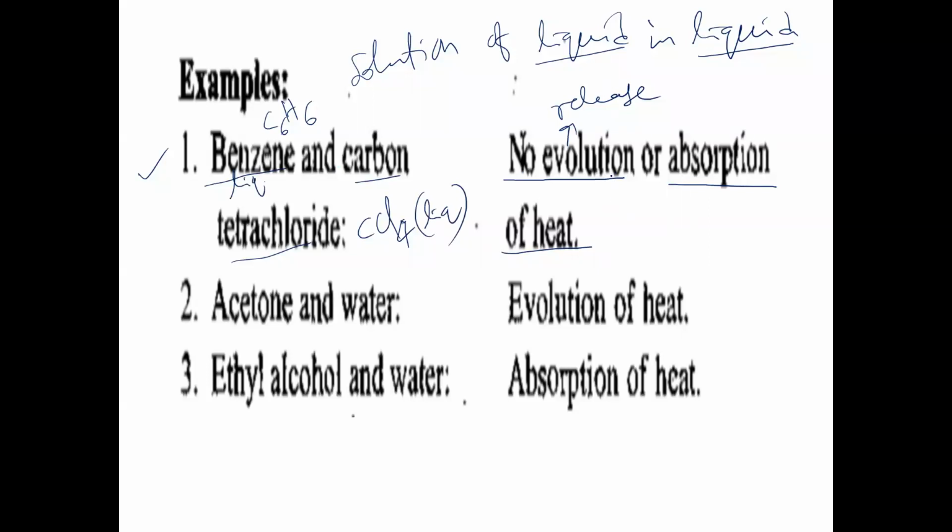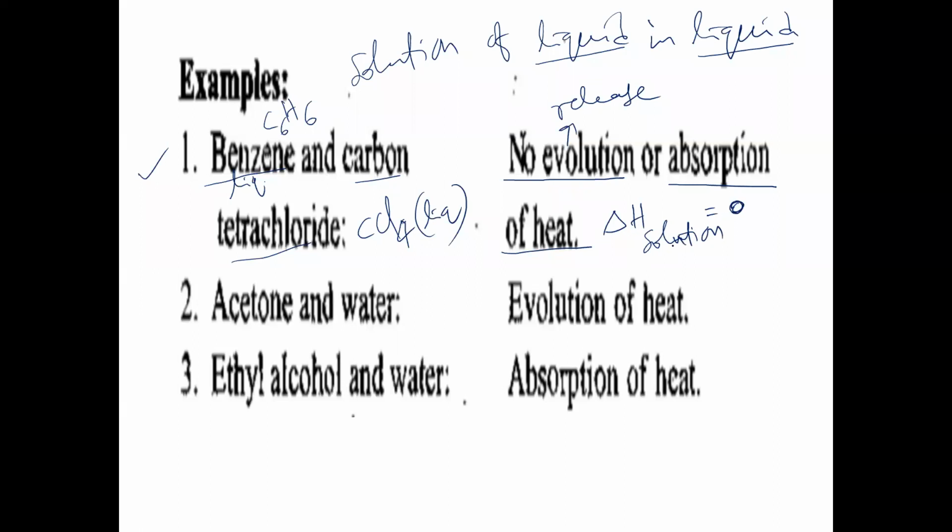So here we can say it is neither exothermic nor endothermic. When we mix benzene with carbon tetrachloride, no heat energy is released and no heat energy is absorbed. As energy is not released, it is not exothermic dissolution. As there is no absorption of heat energy, it is not endothermic dissolution either. That's why the enthalpy of solution, delta H of solution, is zero, neither positive nor negative.